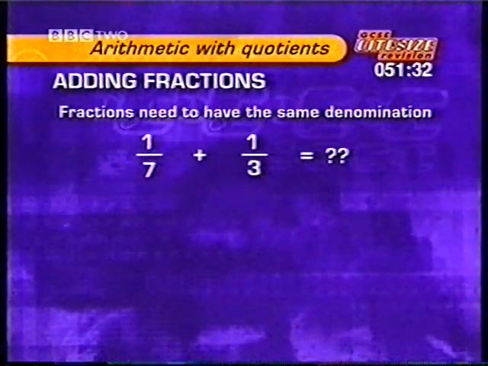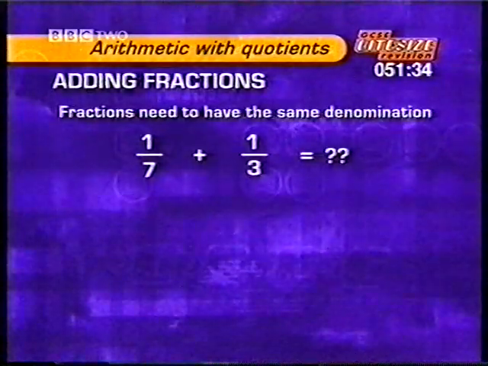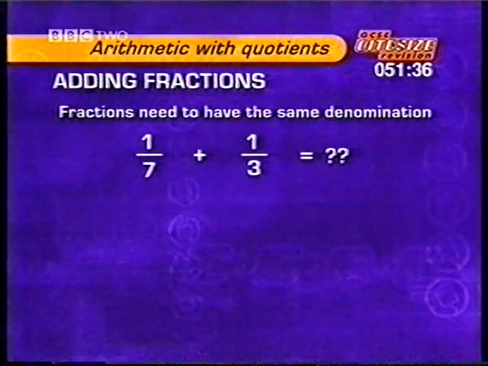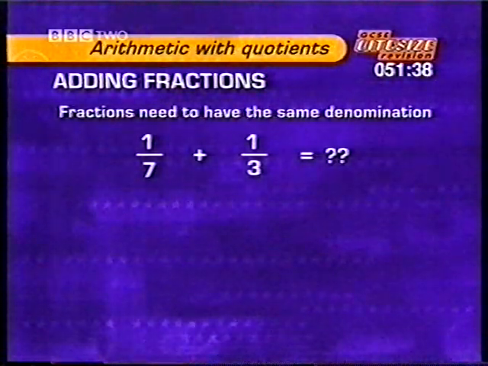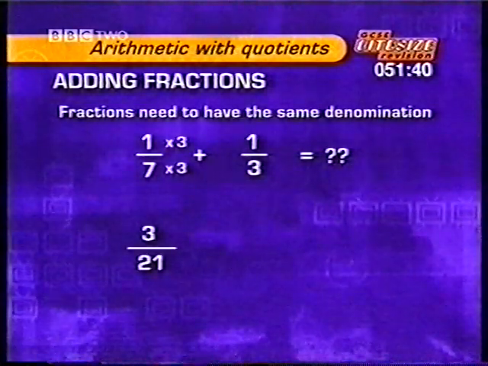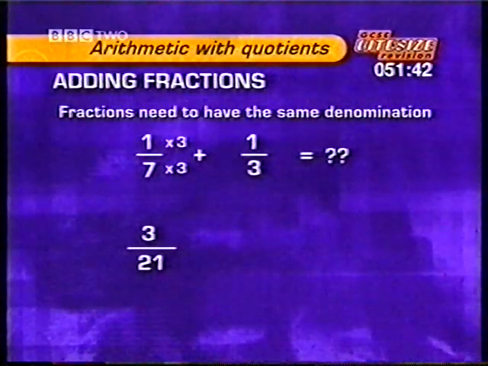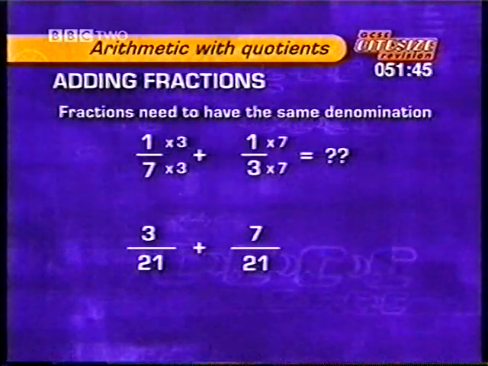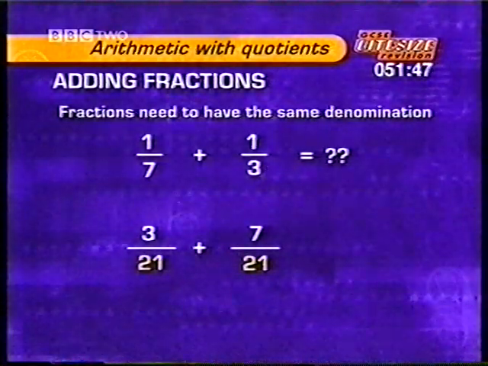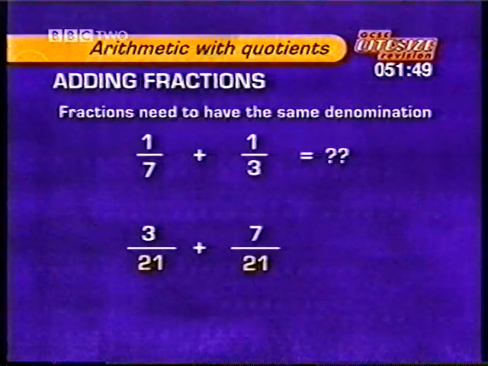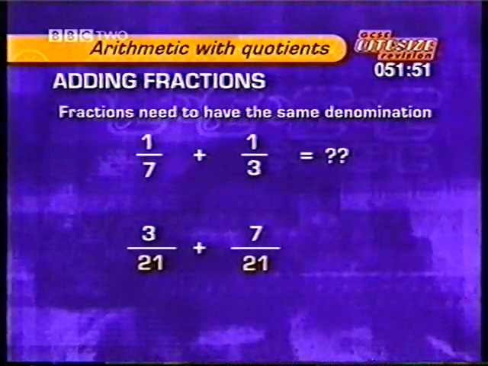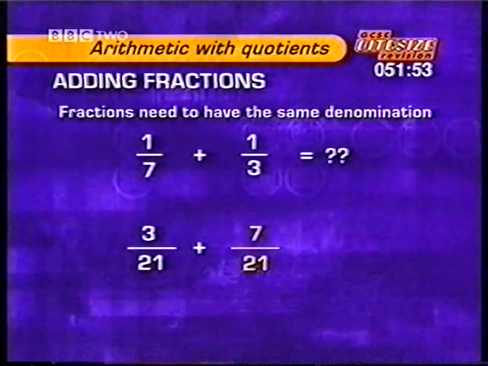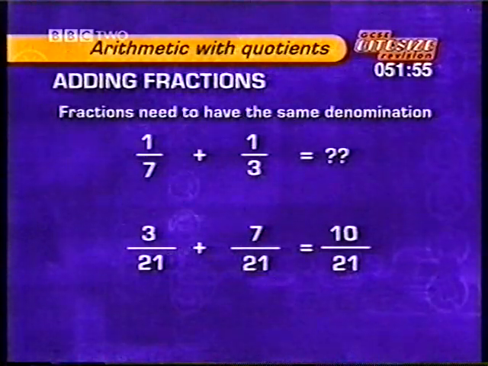We can now convert our existing denominators into the new common denominator, 21. To turn a seventh into 21sts, we multiply top and bottom by 3 to get 3 21sts. To turn 1/3 into 21sts, we multiply top and bottom by 7 to get 7 21sts. Our addition is now 3 21sts plus 7 21sts, which is 10 21sts.